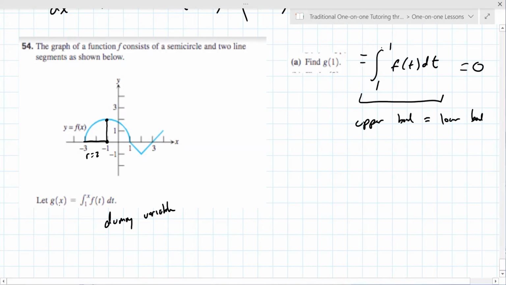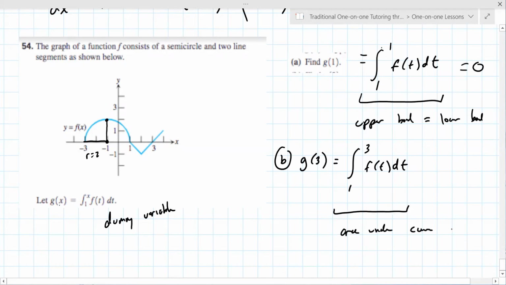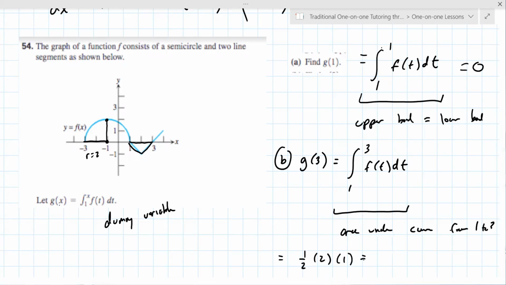Okay, now part B is to find g of 3, which is the integral from 1 to 3 of f of t dt. This means the area under the curve from 1 to 3. Now it is below the axis, and we do consider that. So this is a triangle with base 2, that's 3 minus 1, and a height of 1. You treat the area as if it's a shape, because shapes only have positive areas. But then if it's below the x-axis, it's negative.